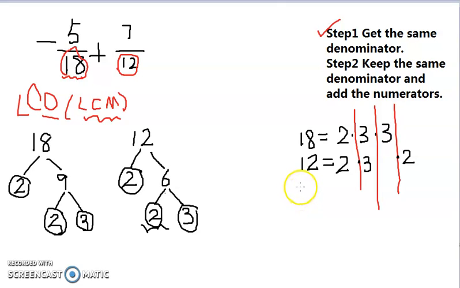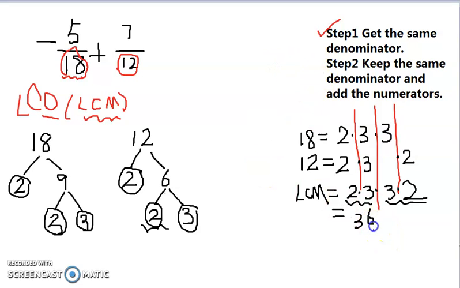Okay, so let's write down the LCM of 18 and 12. For each column, we bring down a number. First column, we bring down 2. Second column, we bring down 3. Third column, we bring down 3. Fourth column, we bring down the 2. Now we multiply all of these 4 numbers. We got 2 times 3, 6. And the other 3 times 2, we also got 6. And 6 times 6 gives us 36. So this will be the least common denominator. It's also the least common multiple of 18 and 12.